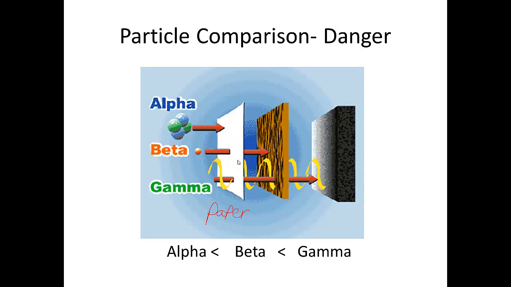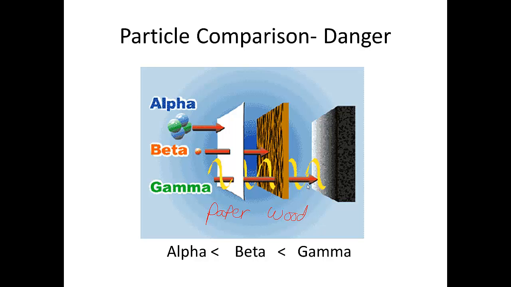Next, in the middle, is my beta. Remember, that was just an electron, so it's a fast-moving electron. It will go through the paper, but wood can stop the beta. So wood can stop a beta particle. So again, it's kind of a little bit more dangerous than the alpha, but it's still pretty easy to protect from beta radiation. Then we have gamma.